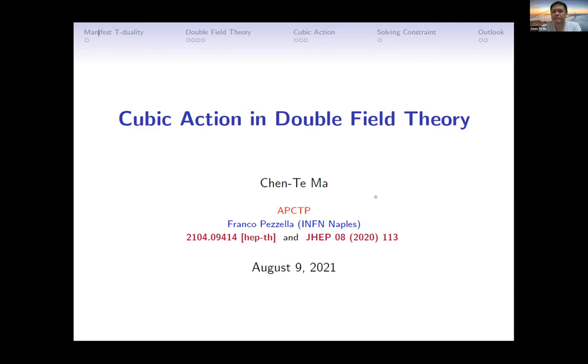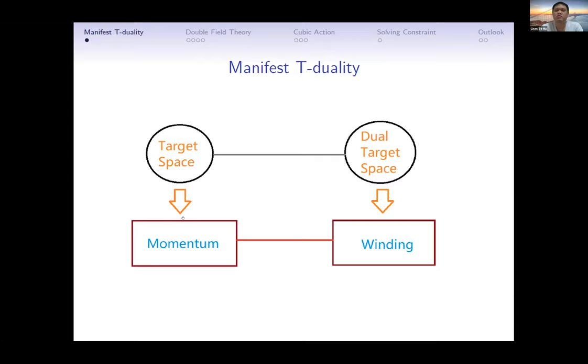The main idea is exchanging momentum and winding modes. We promote the momentum and winding modes to the target space and dual target space, and the manifest way is that we can exchange the target space and the dual target space to see the manifest T-duality. Indeed, this is the main idea of double field theory, and this also gives a simple geometric structure, O(D,D).